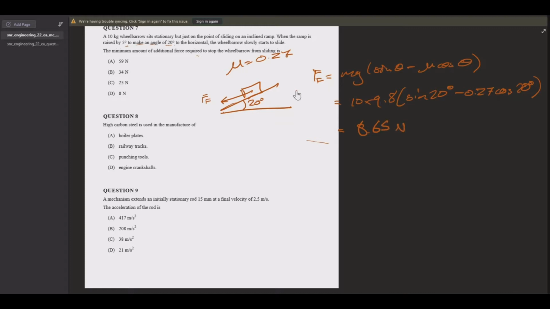Now, this is the difficult part with QCAA, with this question, and it's a multiple choice question, so it's really surprising that they're having trouble here. But what they've said is the minimum amount of additional force required to stop the wheelbarrow from sliding. And we see 8 newtons there, but we also know that if we have 8 newtons, the force pulling down here is 8.65 newtons, so if we oppose it with 8 newtons, we're still going to have 0.65 coming in this direction, so it's not going to stop it from sliding. Which means that it's going to have to be the next lowest option, which is answer C.